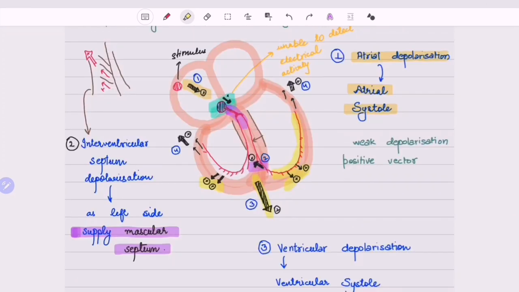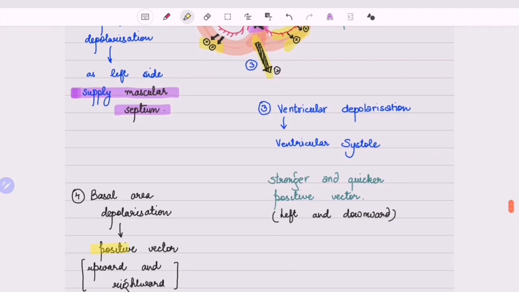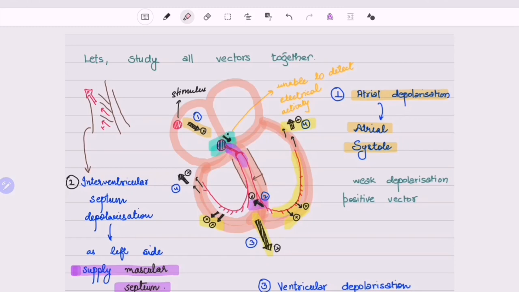Now the depolarizing wave reaches the basal area, which is represented by the fourth number, and this wave creates a depolarization in the basal area, and the positive vector is towards the upward and rightward. Now let us summarize all the vectors.